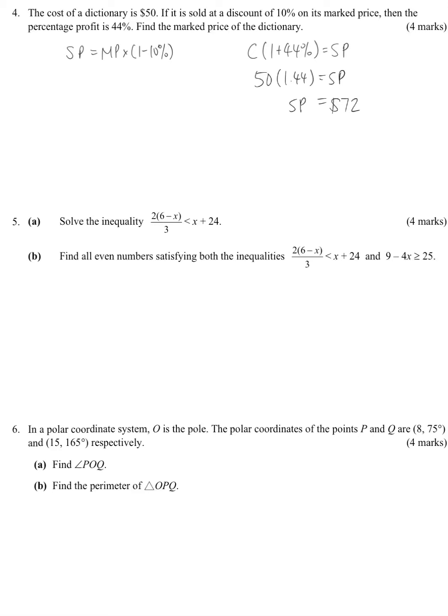So that is now put into the first equation. So 72 is the selling price. Mark price times 1 minus 10%, 0.9, and you will calculate that the mark price will be $80. So we use the first equation that relates the selling price and the profit, and then with the help of the selling price that's found, we can then find the mark price. And then let's go on to the next question, the inequality question.